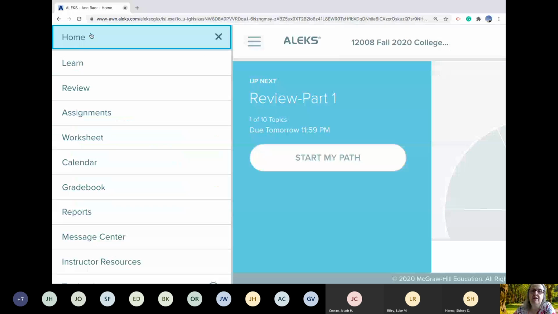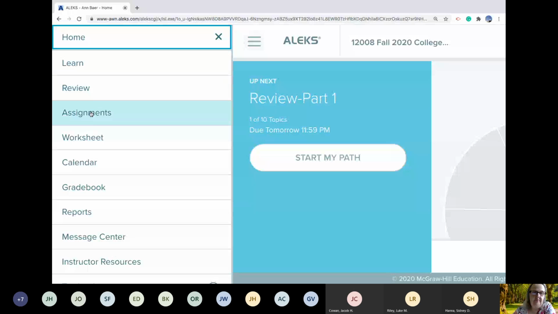The home screen is the pie screen. Learn, that's where you're going to learn your topics. If you click on review part 1 here, start my path, it's going to take you into learn mode, so you can get to learn this way too. Review, so when you've learned a topic, it will go into review mode. It's possible on the knowledge checks that you could unlearn topics and they could go back here. So just so you know.